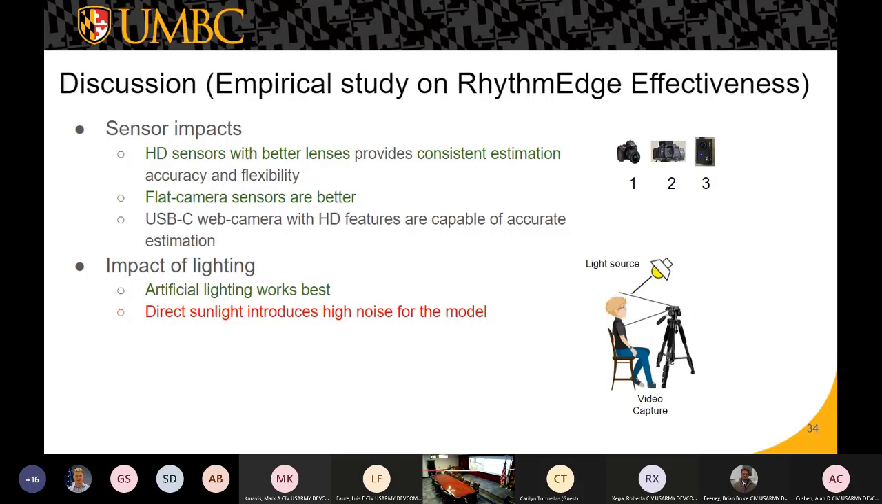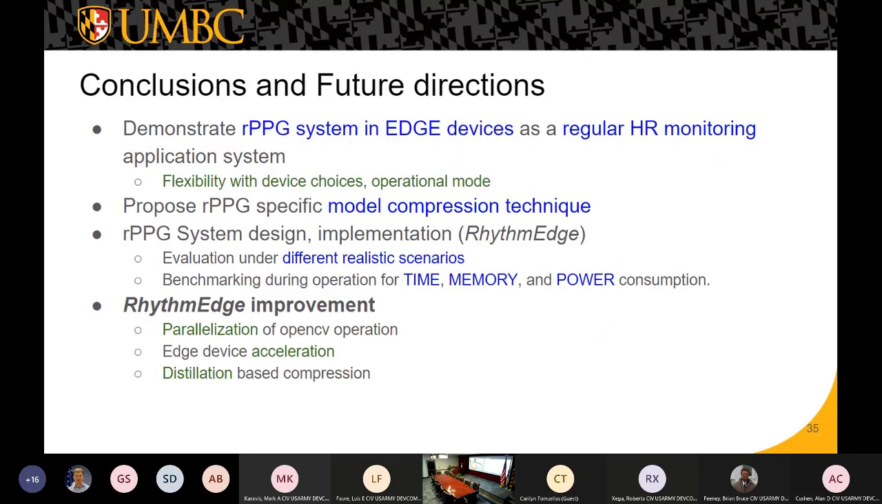We also tried sunlight, but direct sunlight did not help. If we are sitting opposite the sun in a shady area, that also works. But the issue is direct sunlight. Our model is still not capable of comprehending beyond the sunlight.